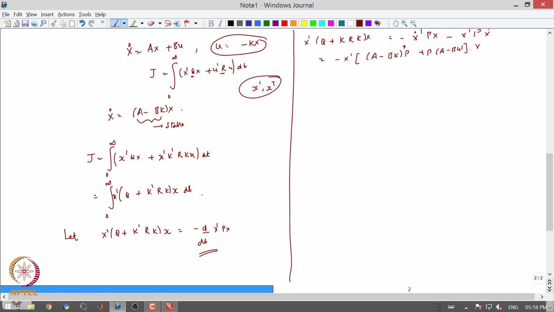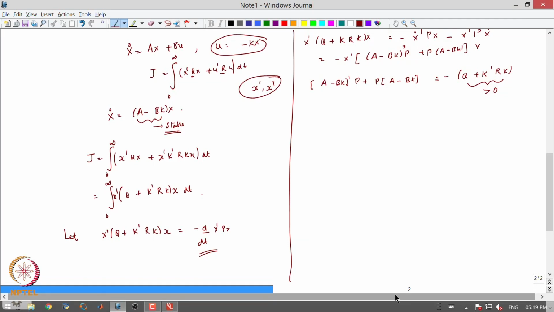Now what do I know? That A minus BK is stable, right? And therefore, given a matrix Q plus K transpose RK, because Q and R are greater than 0, this is also greater than 0. For this Q, I should be able to find a P such that (A minus BK) transpose P plus P (A minus BK) holds. So some Lyapunov equation like this holds.